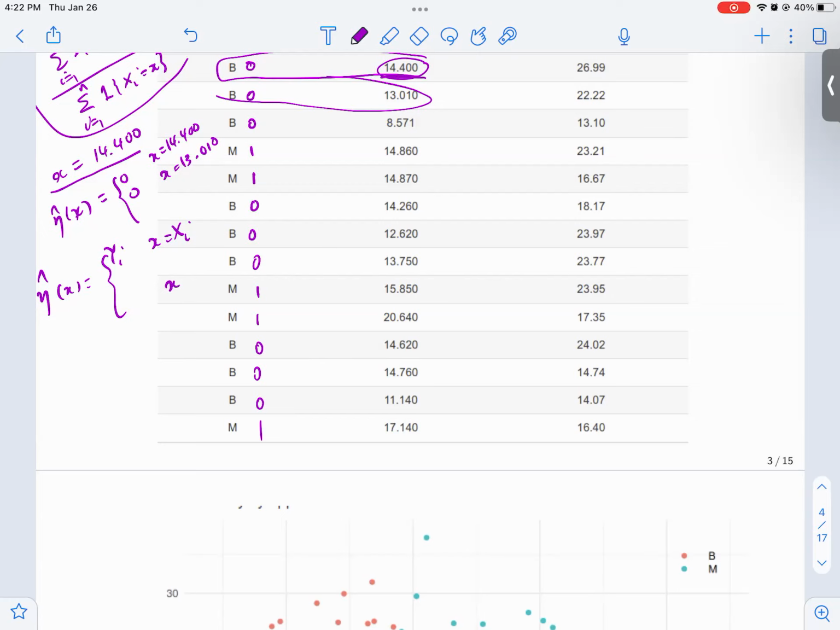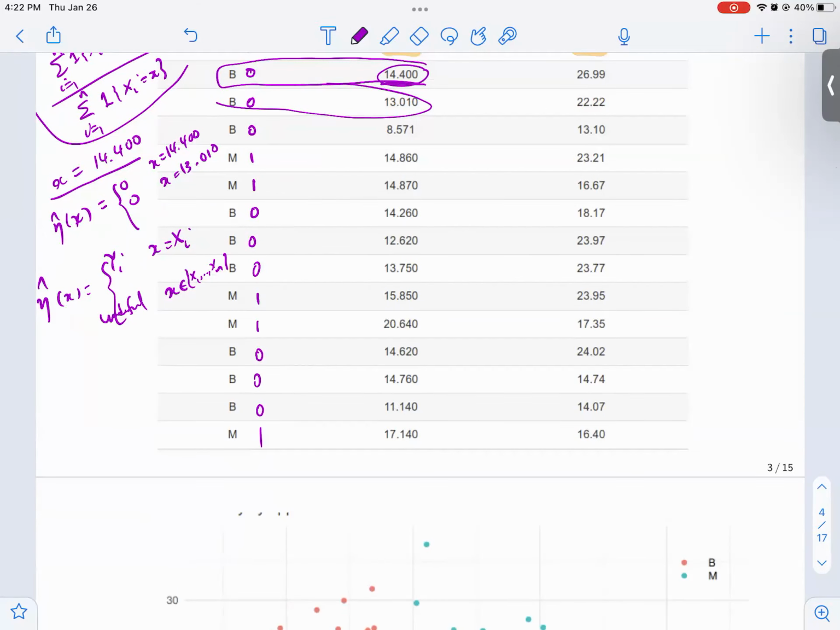If x is not among x1 up to xn, then it's undefined because you get 0 divided by 0. There's no example. So if you haven't seen x in your training data, you have no idea. This doesn't mean anything. If you have seen it, you're just going to output yi. Right?